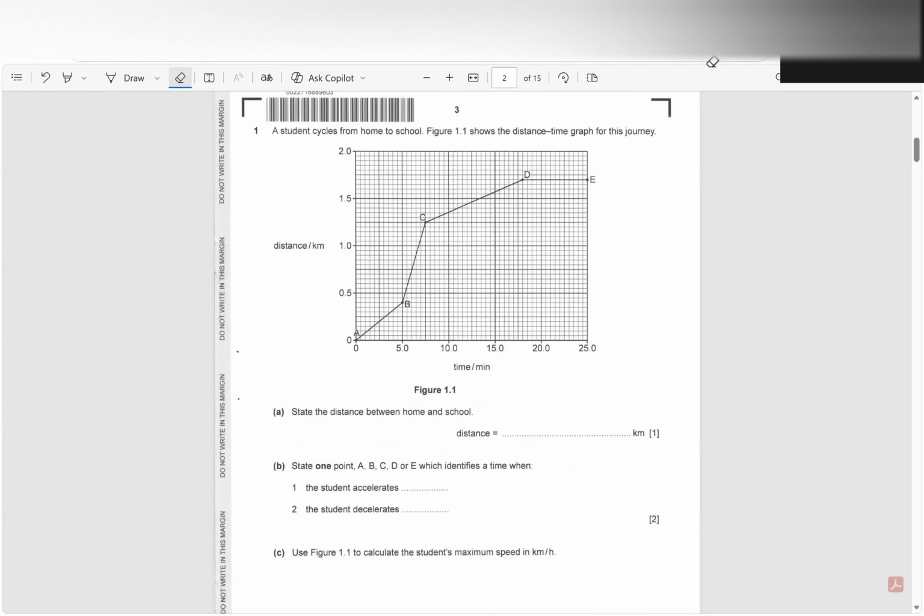So basically, a student cycling from home to school, the journey is being represented through the graph, which is showing to us on y-axis distance in kilometers, on x-axis time in minutes. Part A is asking, state the distance between home and school. How do we work with the total distance from home to school?